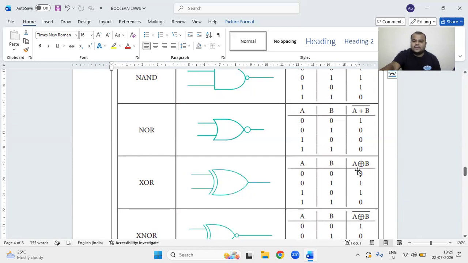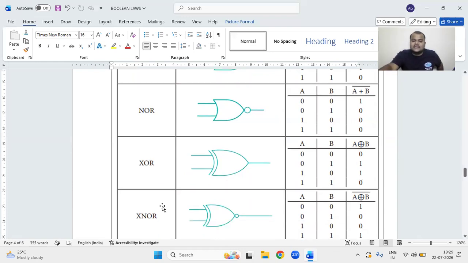The formula you can write is a dash into b plus a into b dash. That is the XOR gate formula. If you work it out column-wise, you will get this column 0110. And XNOR is the inverse of XOR. If XOR gives 0110, the inverse is 1001. And you see XOR gate followed by a circle, it will become the inverse.